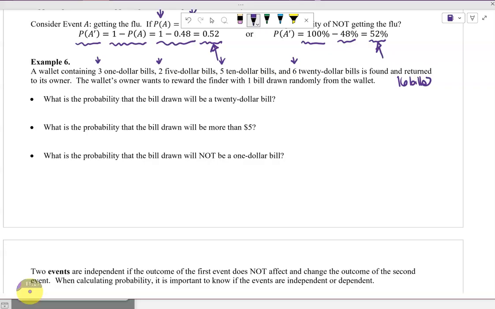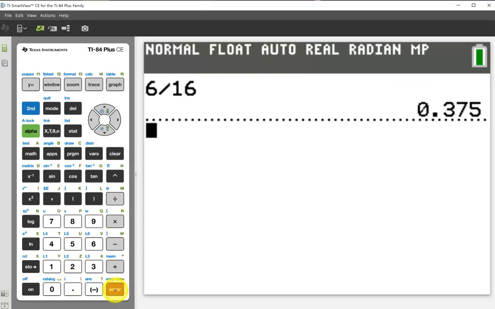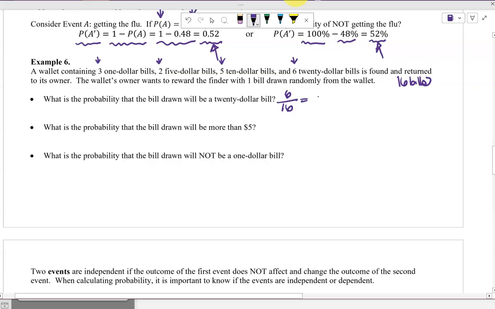Okay, what's the probability that the bill drawn is a $20 bill? Well, how many $20 bills are in there? There's 6. So 6 out of 16. So let's put that in our calculator. All right, so 0.375. And that's if you want it as a decimal, but if you want it as a percent, it's 37.5%.